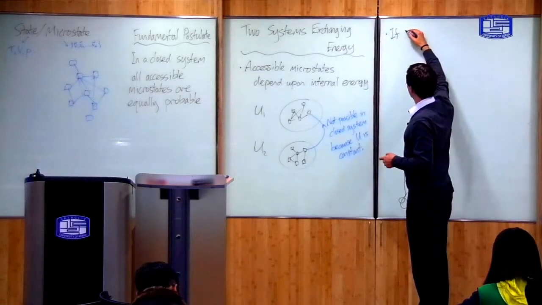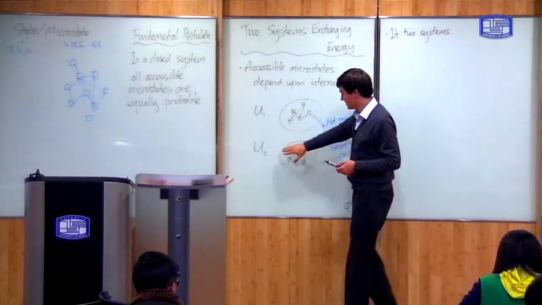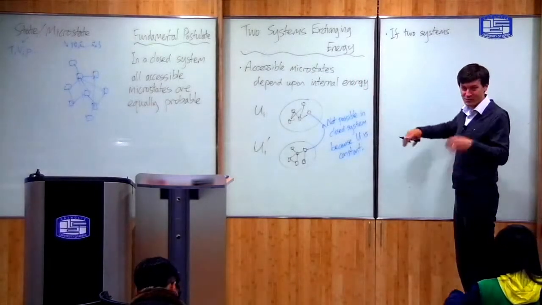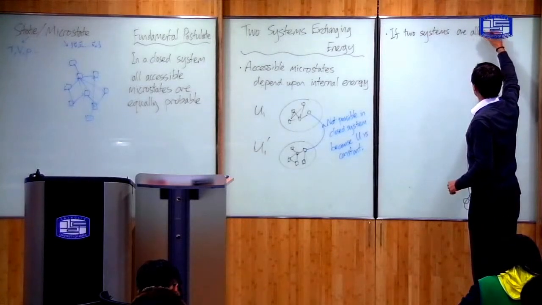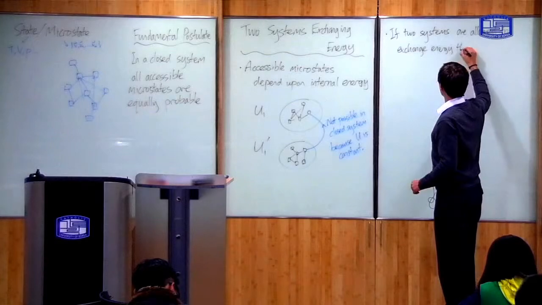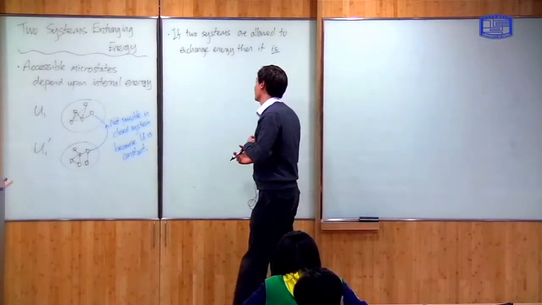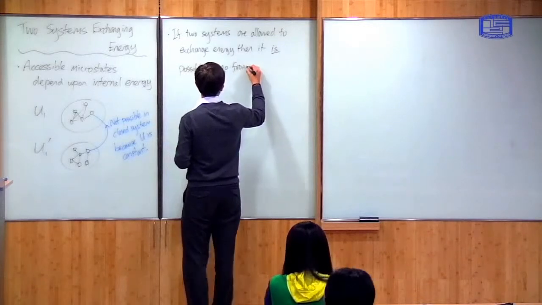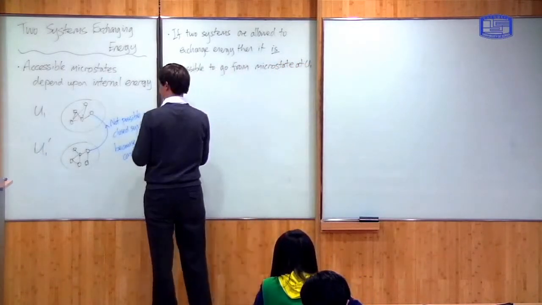So if two systems, I'm going to change this notation because it's going to be a bit confusing for what I use later on. Let me call this one U1 and I'll call this one U1 prime. Because I want to use U2 to label the energy of the second system now. Okay, so if two systems are allowed to exchange energy, then it is possible to go between microstates at different internal energies. So then it is possible to go from a microstate at U1 to a microstate at U1 prime.